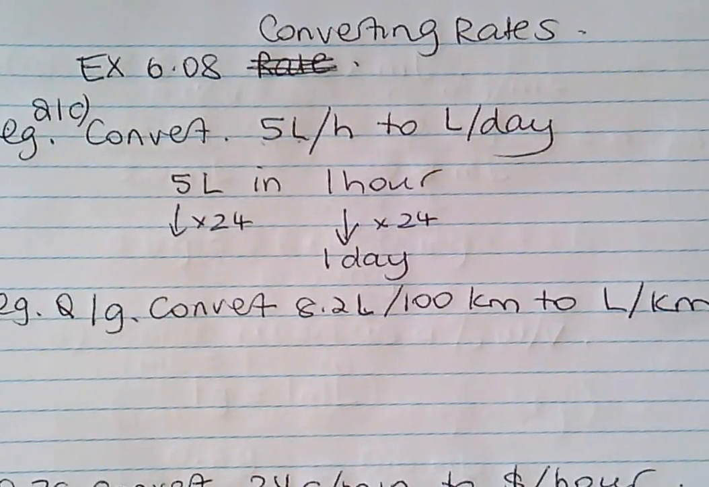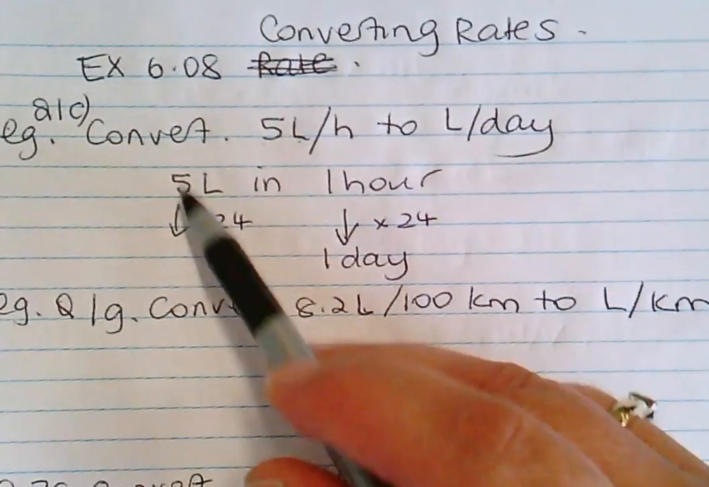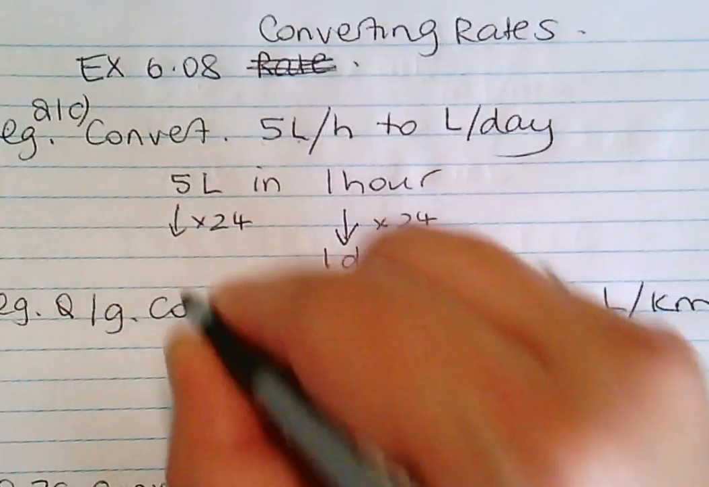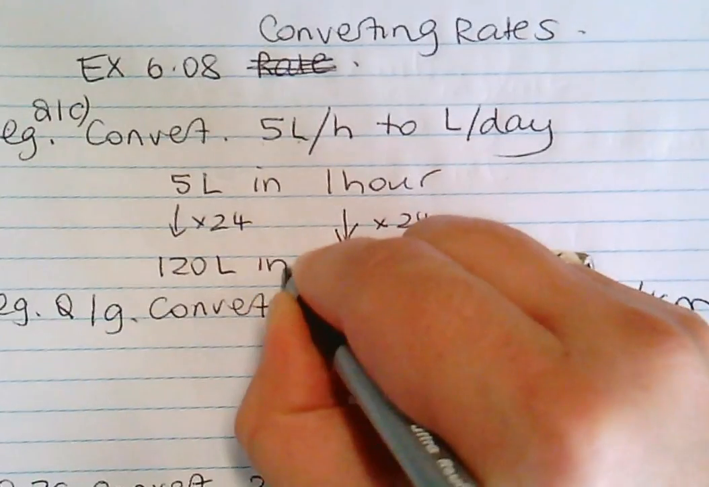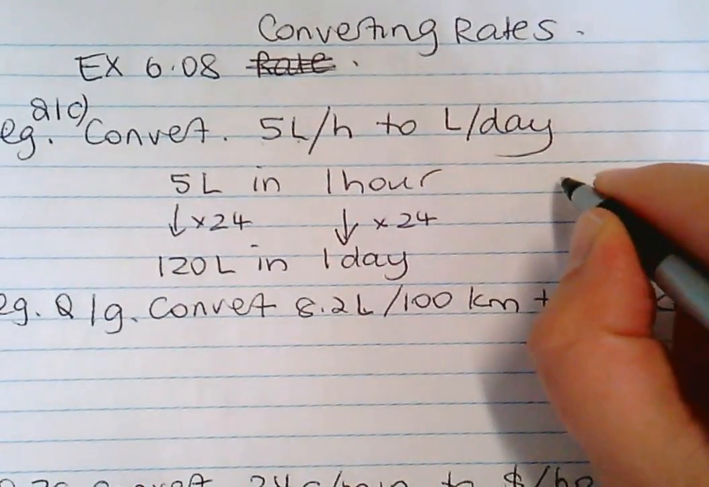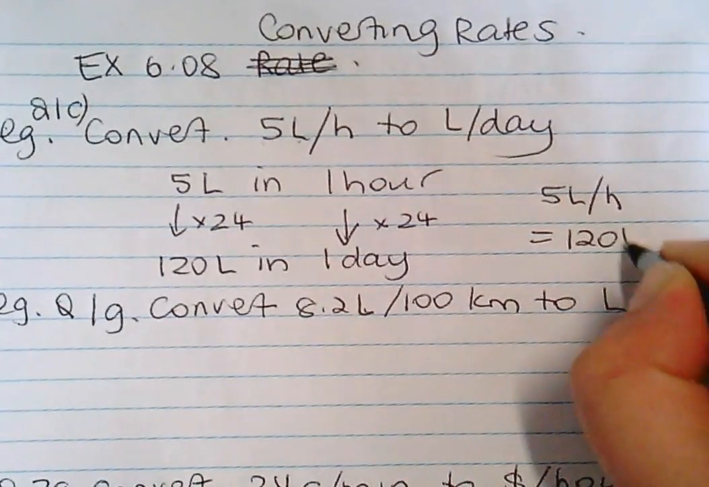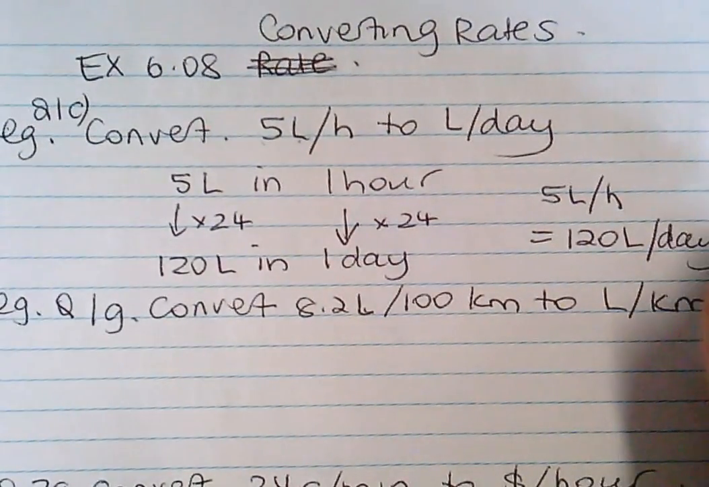So 5 litres per hour to litres per day. 5 times 24 is 120. 120 litres in 1 day. So therefore, 5 litres per hour is equal to 120 litres per day. That's your answer.